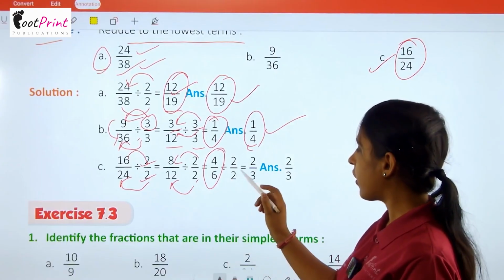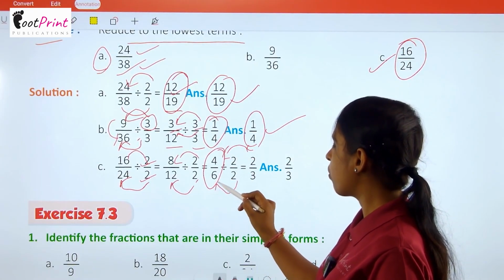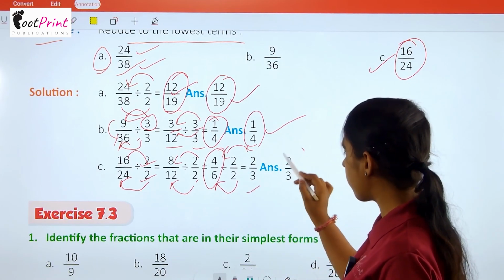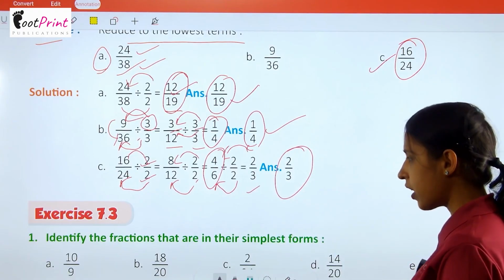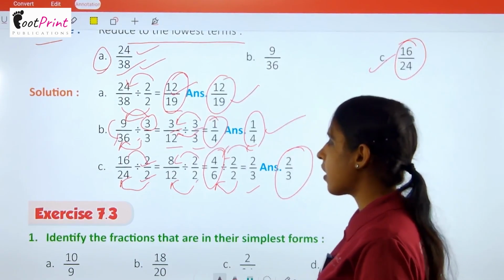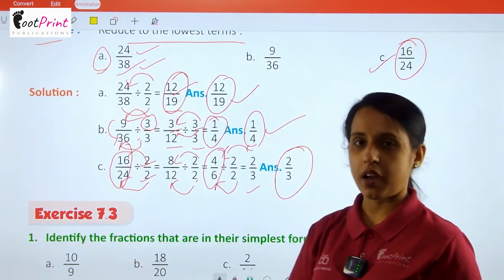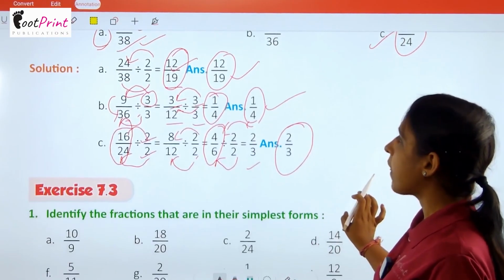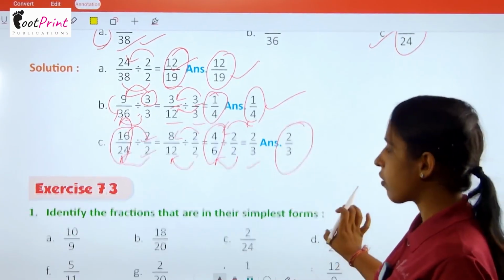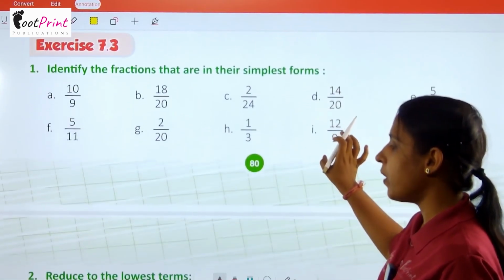Again we can divide it by 2. 2 2s are 4 and 2 3s are 6. So what will we get? We get 2 by 3, and we can say that 2 by 3 is the simplest form of 16 by 24. Okay. Now on the basis of this, we will solve our exercise 7.3.